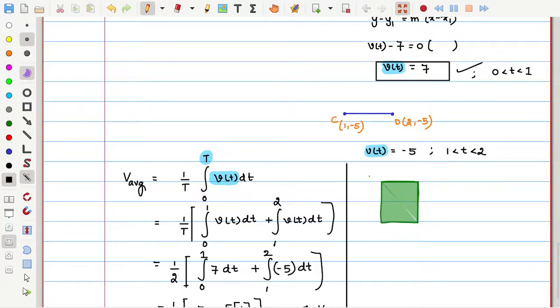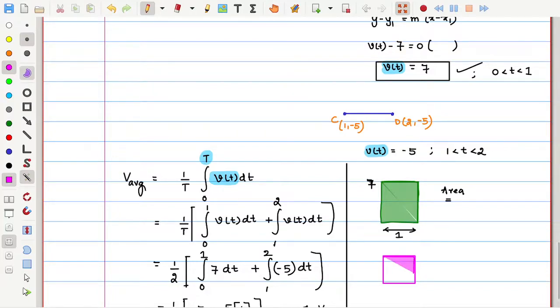So try to observe what these corresponding things are. Height is 7. How much is the width? 1 second. Height is 7 volts, so it looks like a rectangle. Do we know the area of the rectangle? How much is the area of this rectangle? Tell me. Area of the rectangle. Then 7, sir.